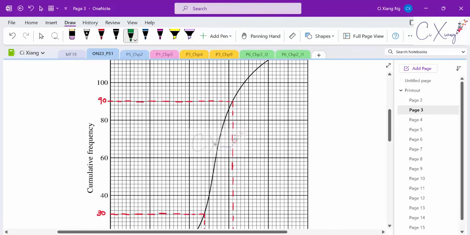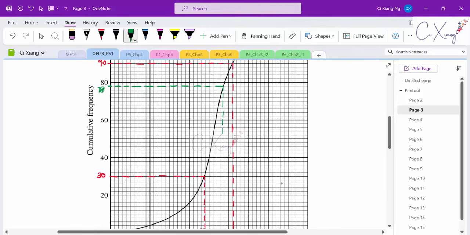So where is 78? It should be somewhere here. This is 78. So again, we do the same thing like just now. You try to get the line towards the curve, and then reflect it downwards. So if you reflect it downwards, what's the value that you get? That will be the value of t.